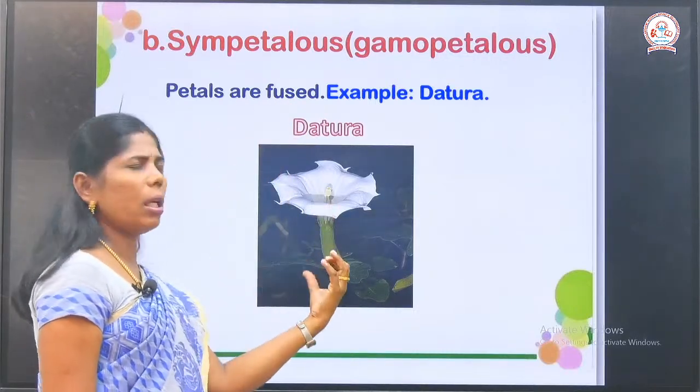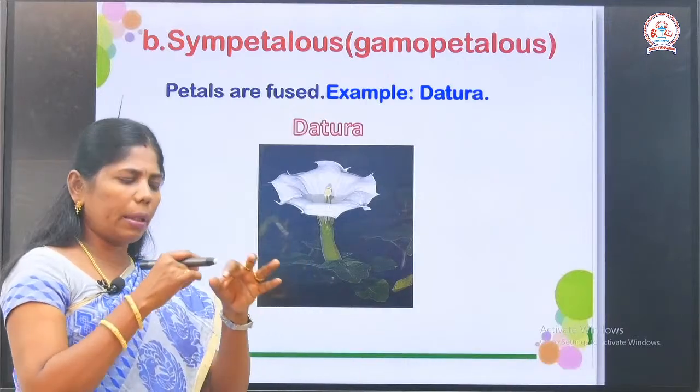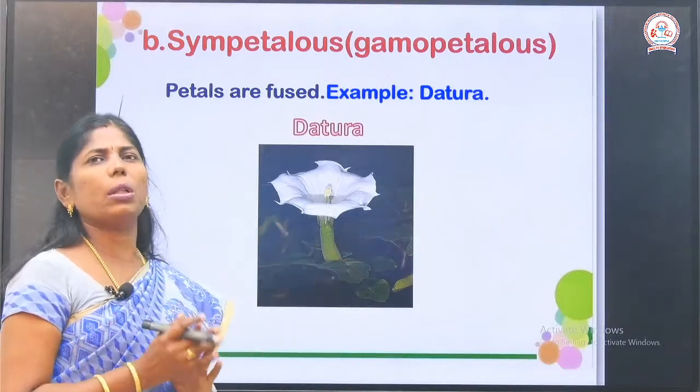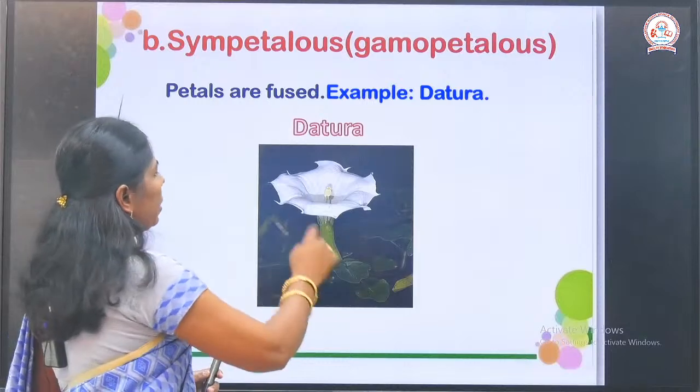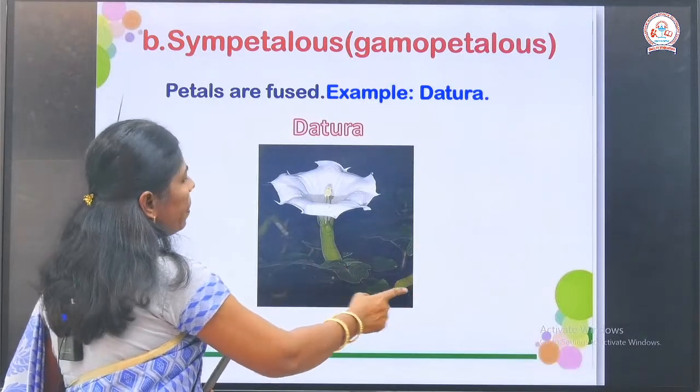So this is Datura. All the petals are united. You cannot separate them individually; they only come off if you tear them. Okay? That is united. That is gamopetalous, otherwise called sympetalous.